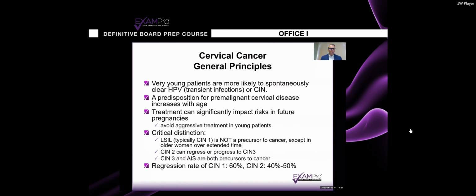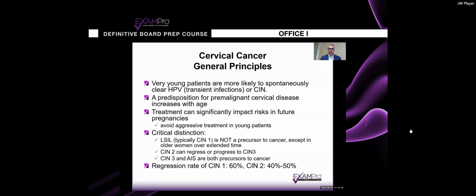A couple of general concepts about cervical cancer screening. There is an age-related component to how we deal with cervical cancer screening and cervical cancer screening results. Remember, 80 to 90% of young patients will clear HPV infection within 2 to 5 years. And when we think about persistence of HPV, we're generally talking about persistence beyond 6 to 12 months. If we have a young patient, she's more likely to clear it rather than to develop worse problems. On the converse, there's a predisposition for pre-malignant disease in older patients. So again, younger patients more likely to clear, older patients maybe a little bit more likely to have persistence and develop cervical dysplasia.